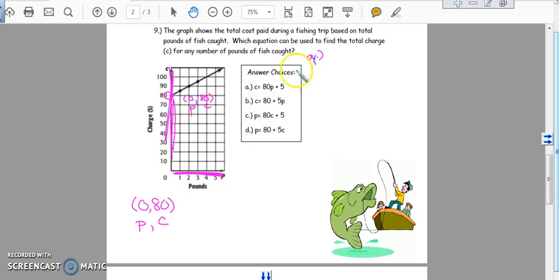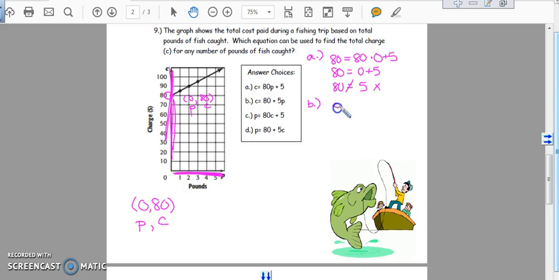So choice A, C is 80. So 80 has to equal 80 times P, which is 0, plus 5. 80 times 0 is 0, plus 5 is just 5. Does 80 equal 5? No, so choice A does not work.